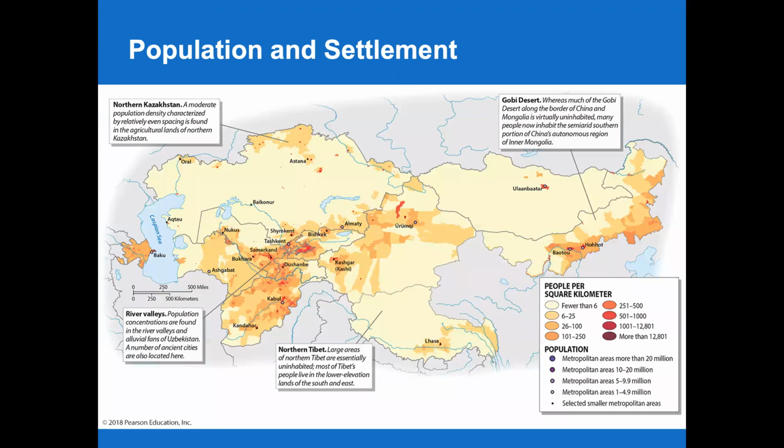Here's the idea of population and settlement, a lot less populated, obviously. Many parts of the region, like Tibet and Mongolia, are populated at a rate of fewer than 6 people per square kilometer. There might be more people than that in your house. Get it? It's a very, very lightly populated area.